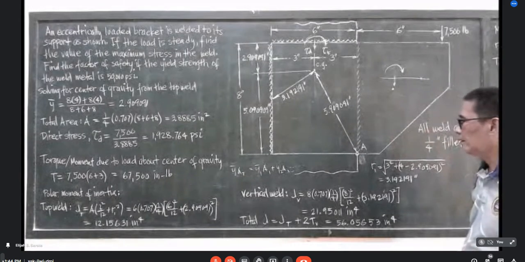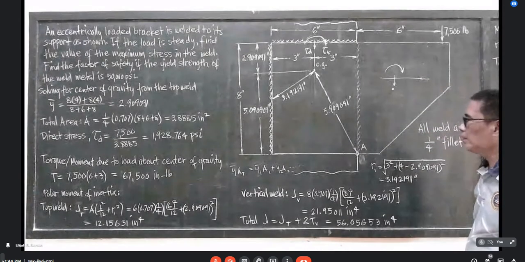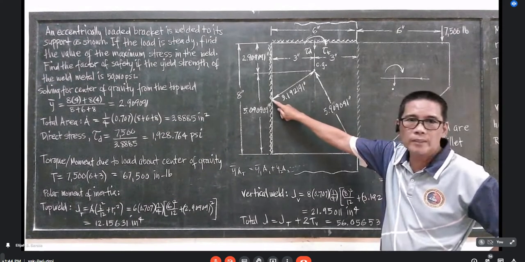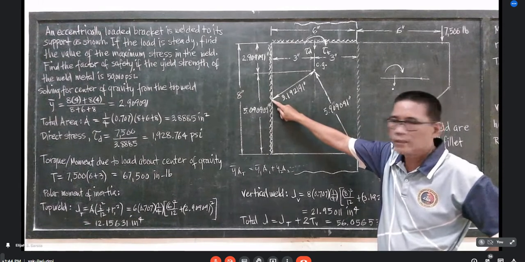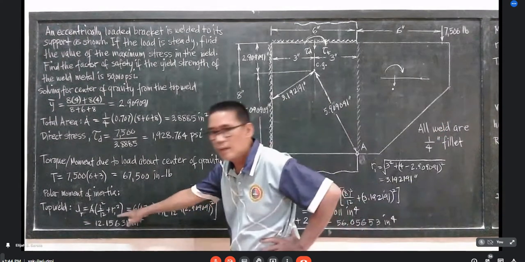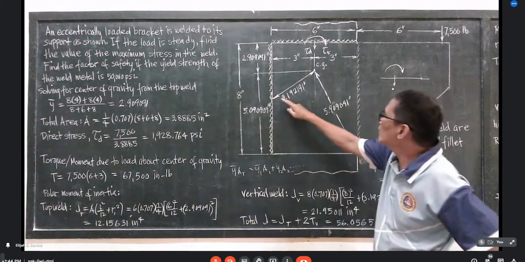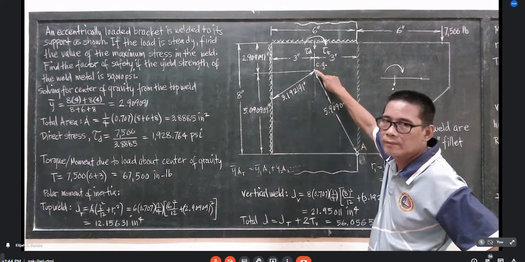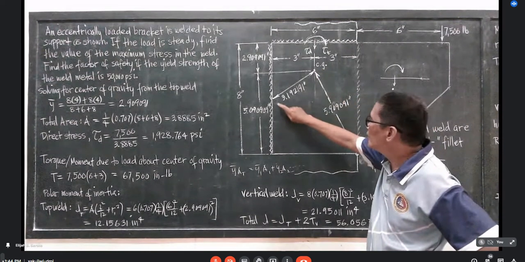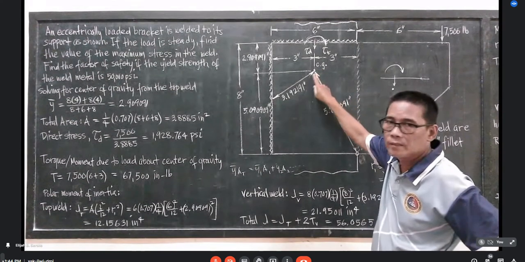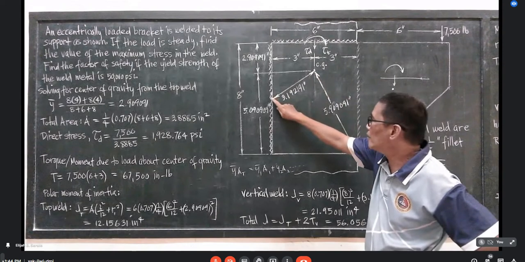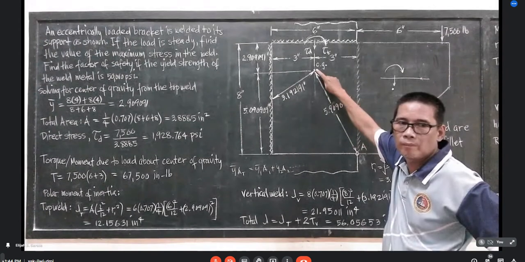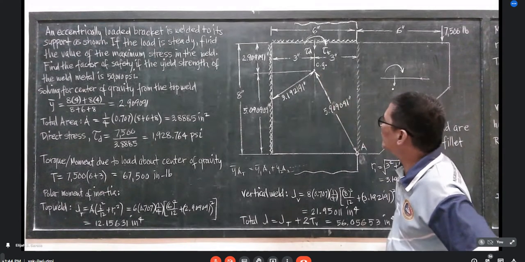Okay. Now, for the vertical welds, we have to determine the distance for R1 squared. So we need the distance, just like here, from here to here, because this is the centroid of the 12, and this is the centroid of the group. And how do we do it?